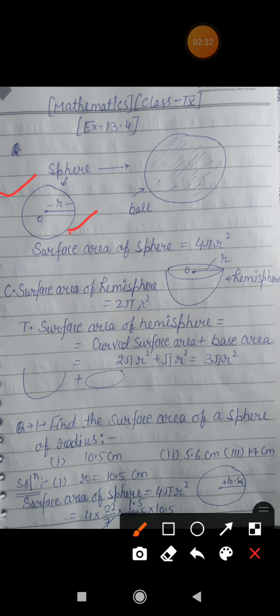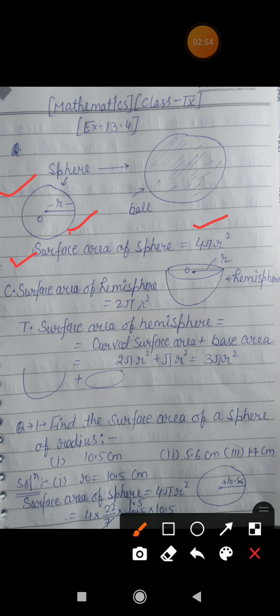Now we have to discuss the formulas of the sphere. So the first formula of a sphere is the surface area: surface area of sphere is equal to 4 pi r square. This formula is used when you have to calculate the surface area of a sphere. Do you understand these things?